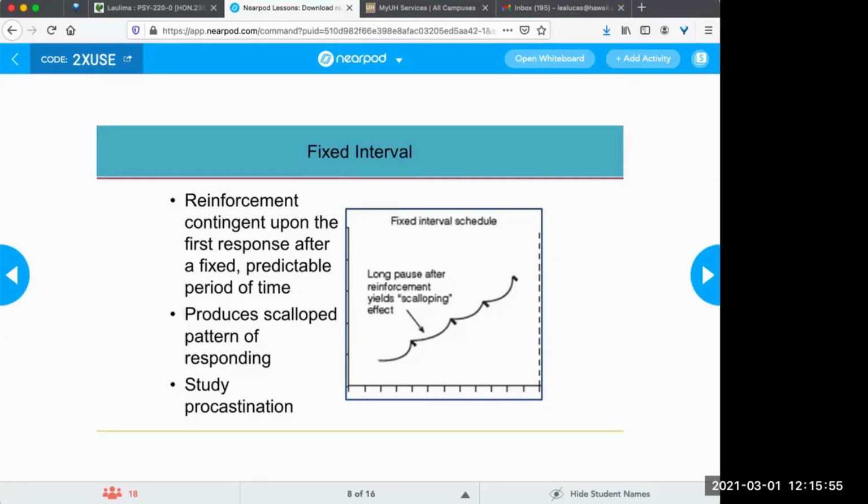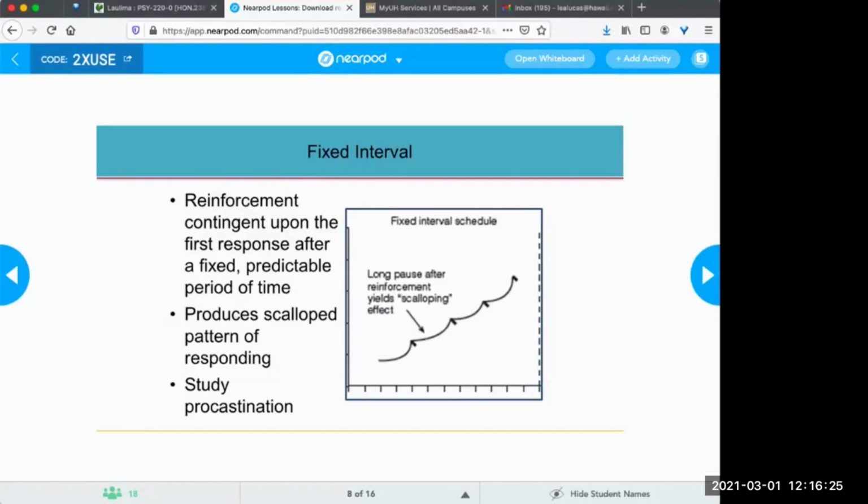However, your paycheck can also be a fixed ratio response as well. Because if the amount of money you get in your paycheck is dependent on how many hours you work or how many things you produce, then it would be a fixed ratio schedule versus a fixed interval schedule. The fixed interval schedule with your paycheck is no matter how many hours you work, no matter how much work you do, you're going to get a paycheck.